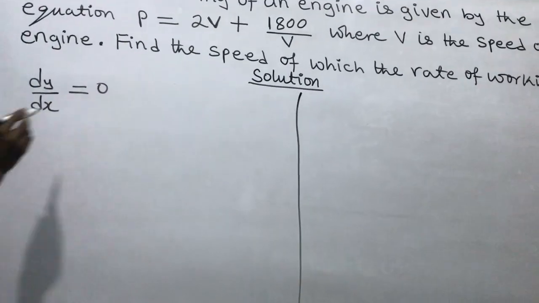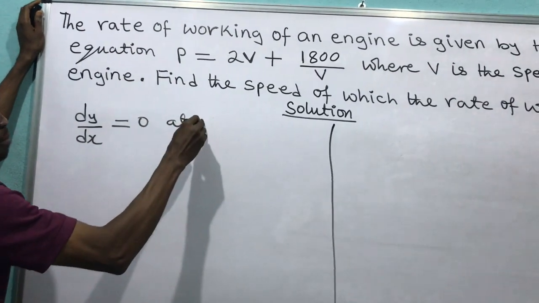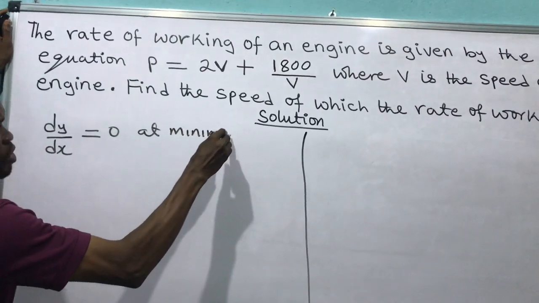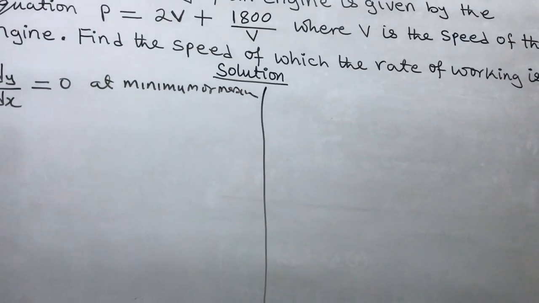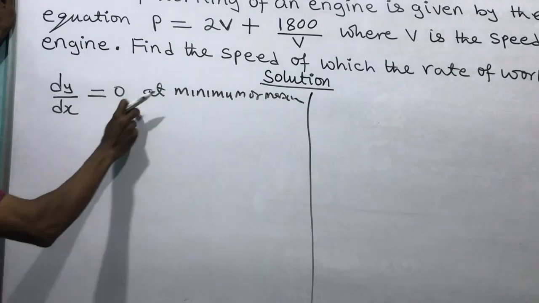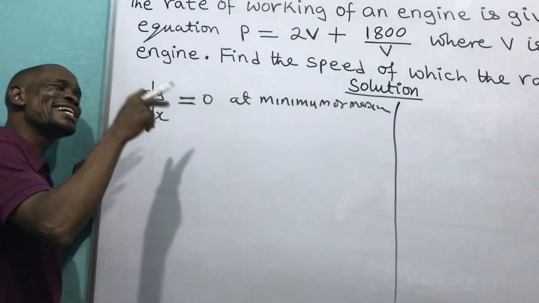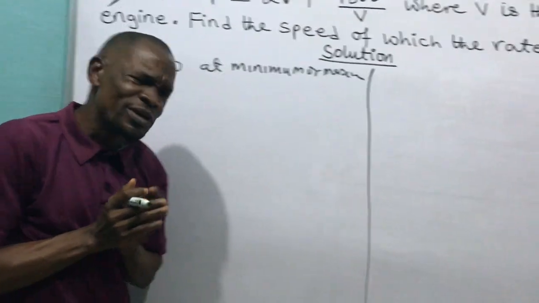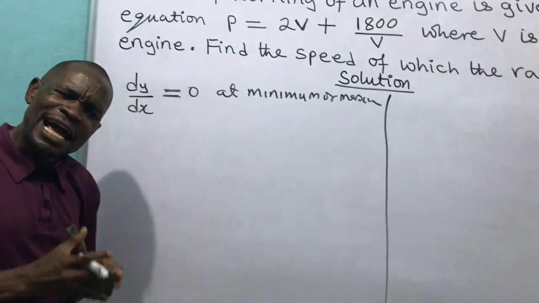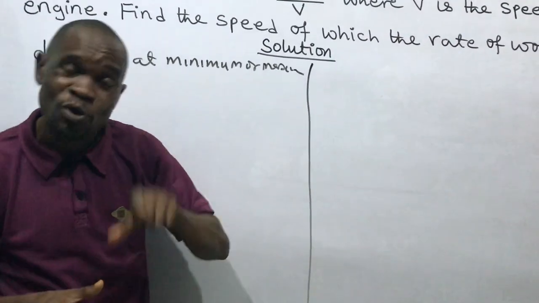Since we know that dy/dx at minimum point is equal to 0, we now start from looking at the equation given to us, at minimum or maximum point. And remember, the value we get at minimum point or maximum point is called the critical point or critical value.